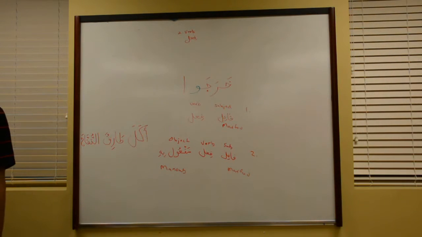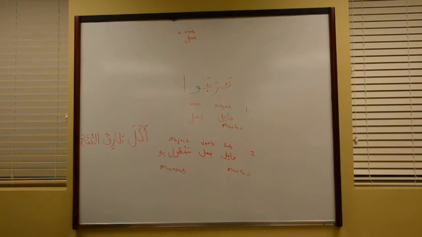So what's the first example? Qatala Dawoodu Jaluta. This is in Surah Baqarah. It's the story of David and Goliath. Goliath in Arabic is called Jalut.